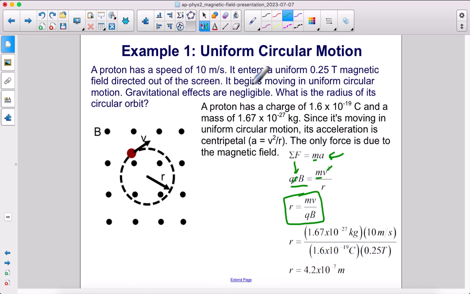So remember, sometimes in a problem, it might seem like you don't have enough givens, but those givens might be on the equation sheet in the fundamental constants. So always check the equation sheet.